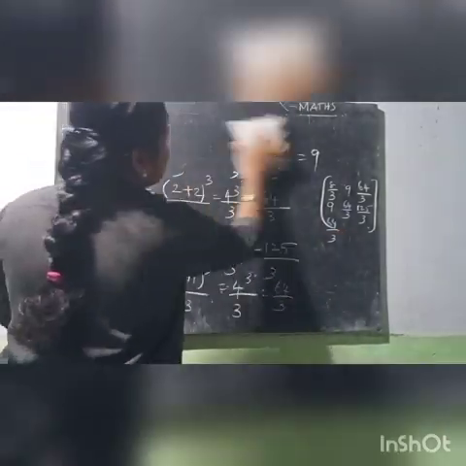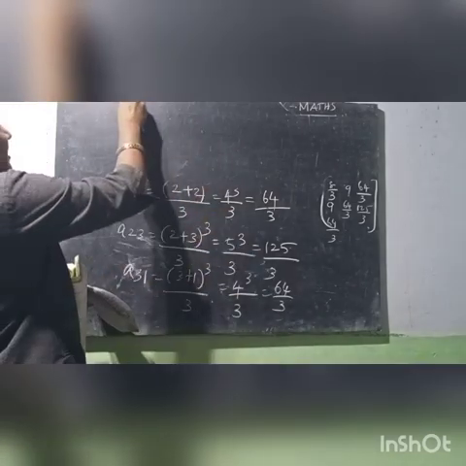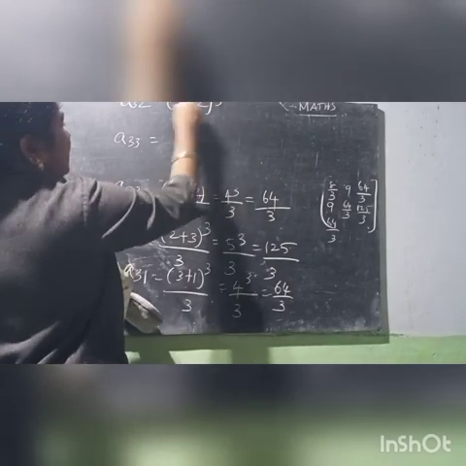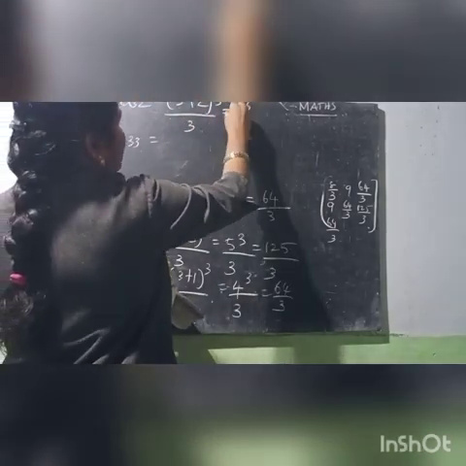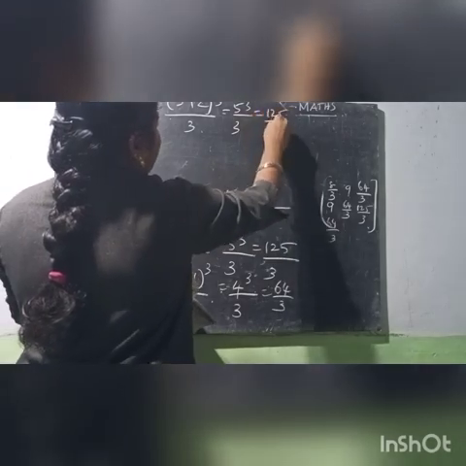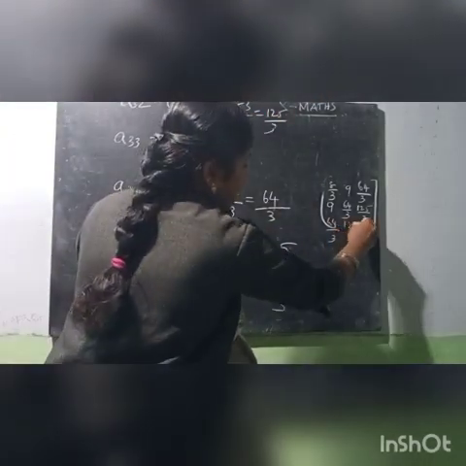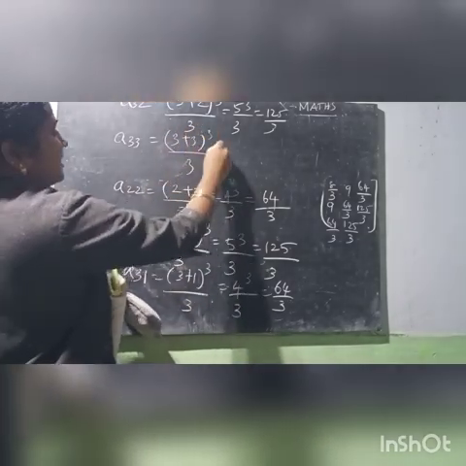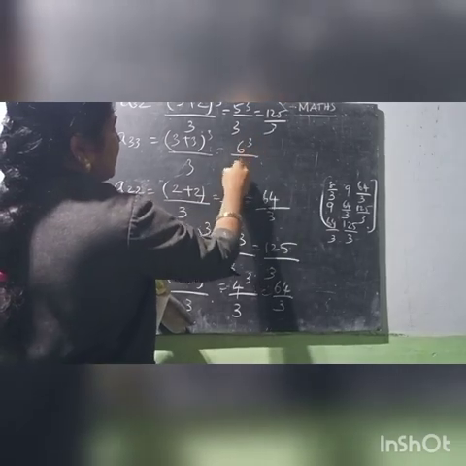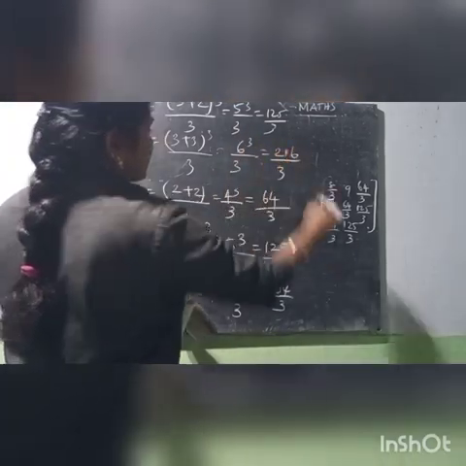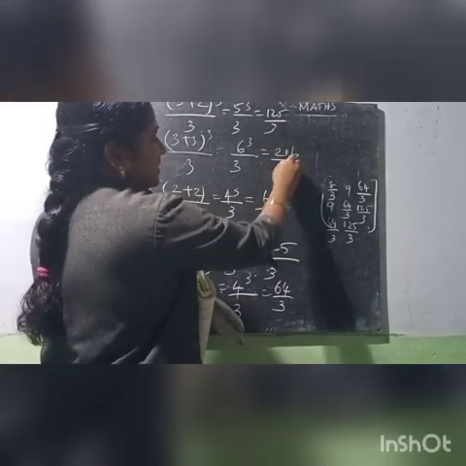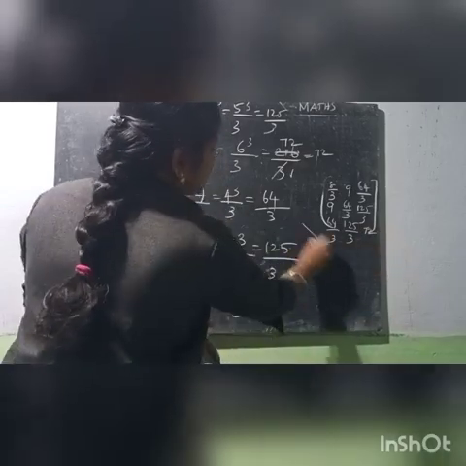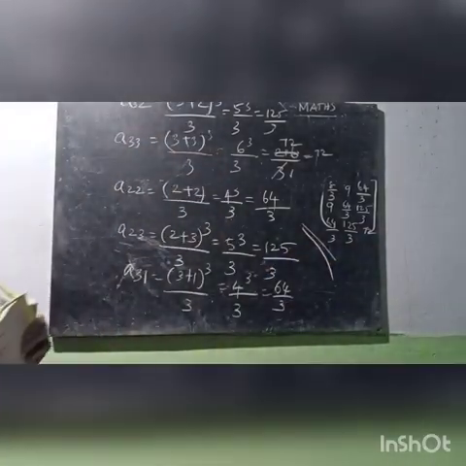After A31, A32, then A33. So (3 plus 2) power 3 divided by 3. 3 plus 2 is 5. So 5 power 3 by 3, 125 by 3. So the next element is 125 by 3. Then (3 plus 3) power 3 divided by 3. 3 plus 3 is 6. So 6 power 3 is 216 by 3. We can cancel by the 3 table: 1 time, 72 times. So 72. That last element is 72. So this is the required matrix.